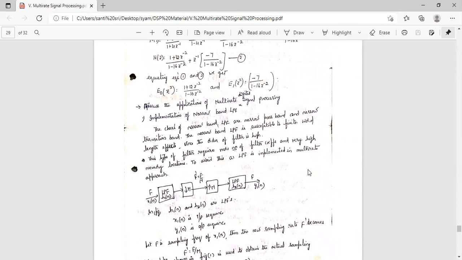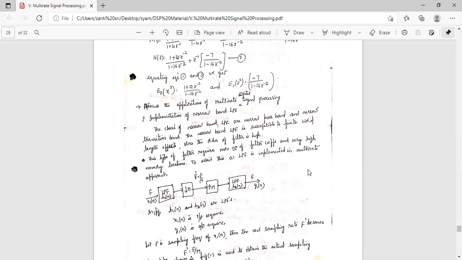The first one is implementation of a narrow band low pass filter. The characteristics of a narrow band low pass filter are a narrow pass band and a narrow transition band. The narrow band LPF is susceptible to finite word length effects since the order of the filter is high. This type of filter requires more filter coefficients and very high memory locations. To avoid this, a low pass filter is implemented in a multi-rate approach.